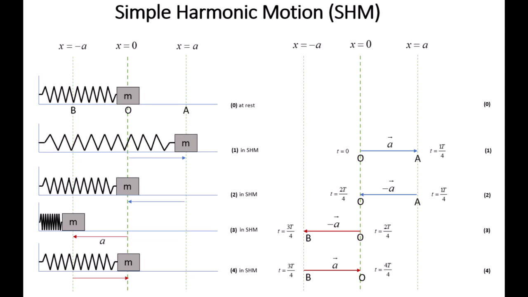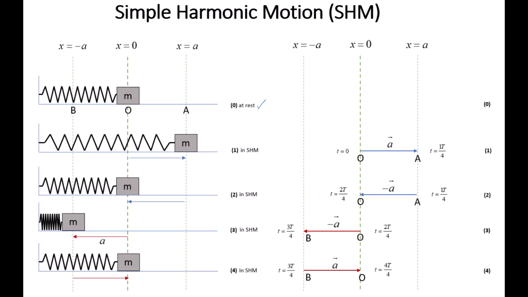Now let's say the point O represents the origin, and the point A represents a position at a distance of A units to the right, which means the maximum position to which the object m will go when in motion. And similarly, point B represents the position minus A. So let's say the object is at rest. If I have to make this object execute a simple harmonic motion, then all I have to do is pull the object towards the right. And let's say I bring it to the position x equals A, and then I release the object.